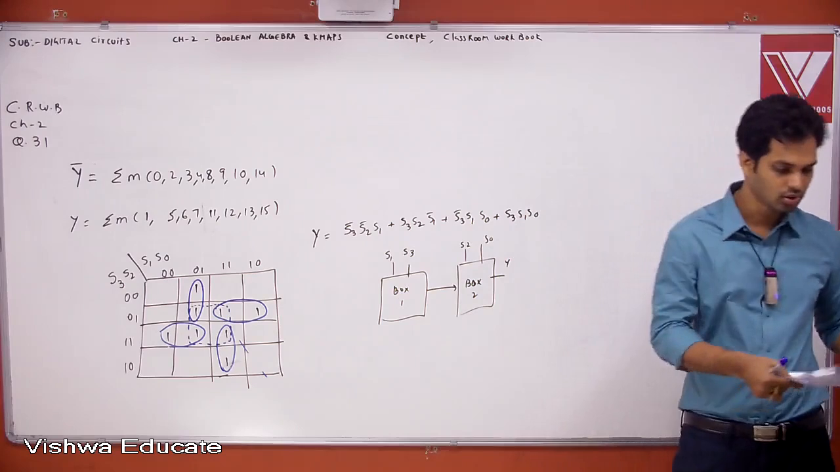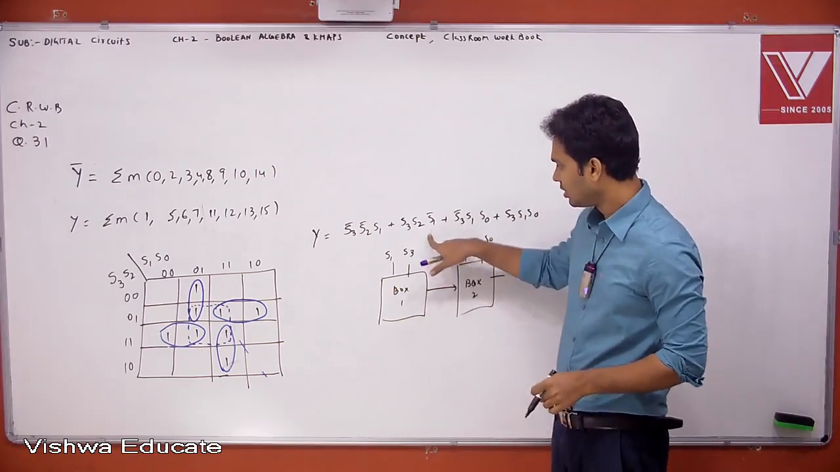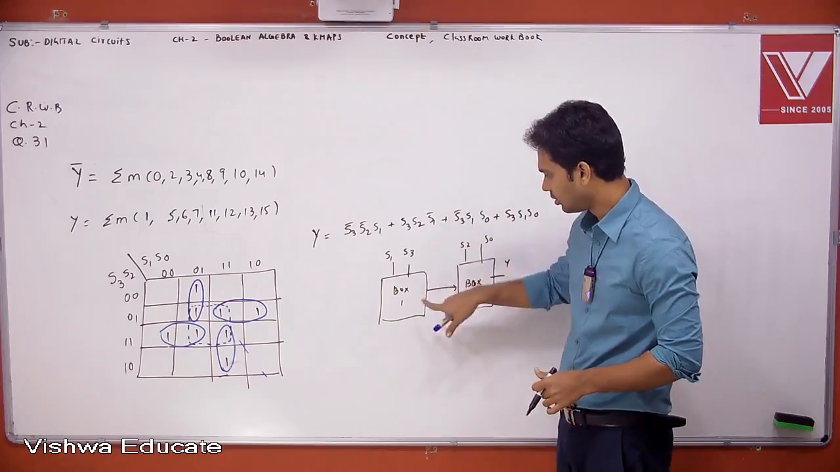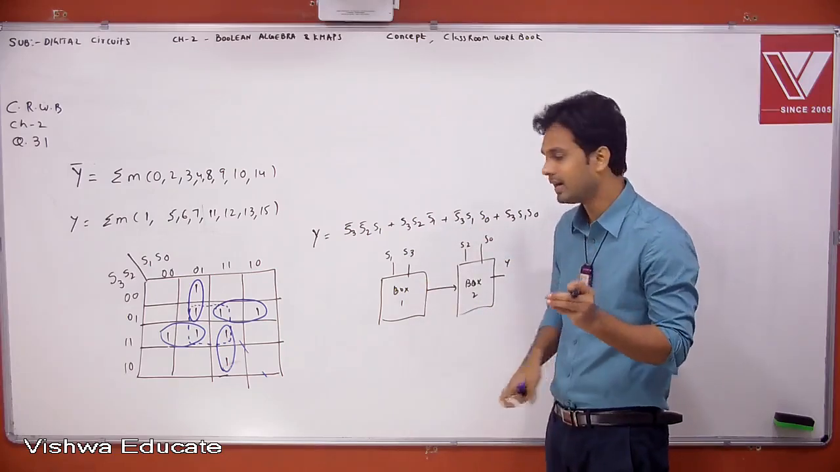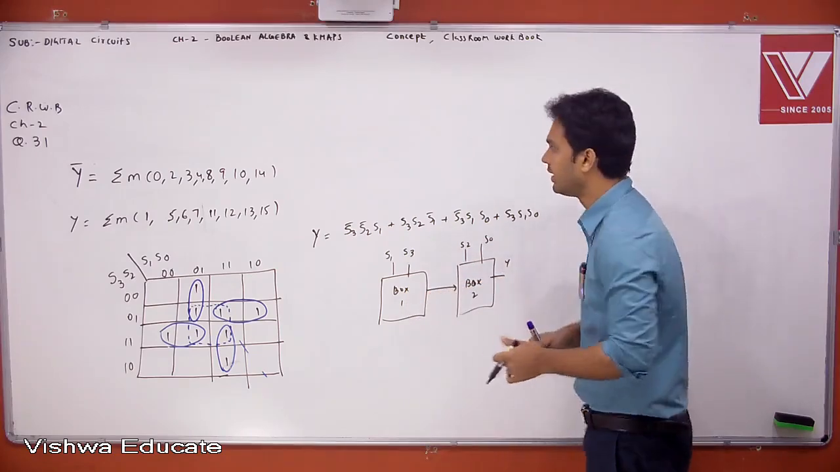Now what is the question? Question C, you can see what is that? You should implement this logic circuit using how many? 4 NAND gates in each box. In each box we need to take with only 4 NAND gates.